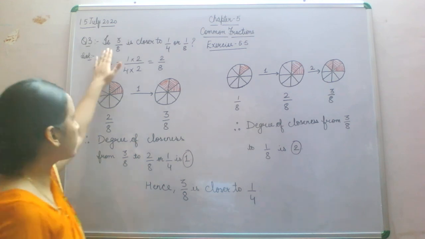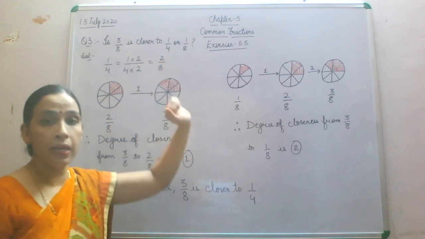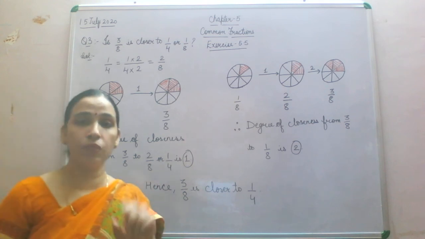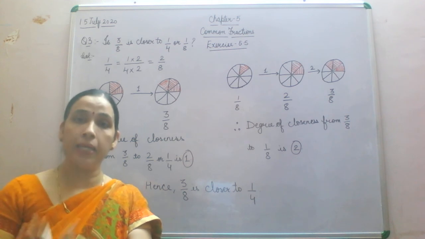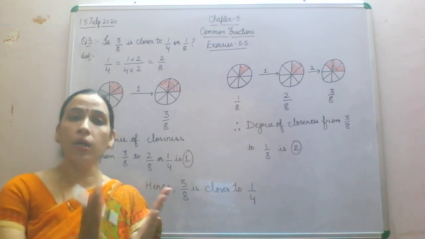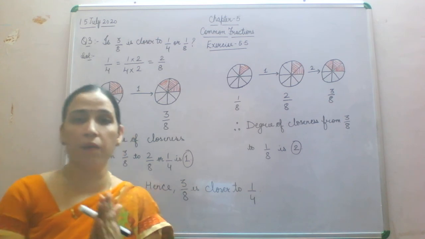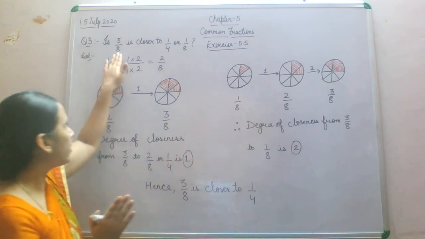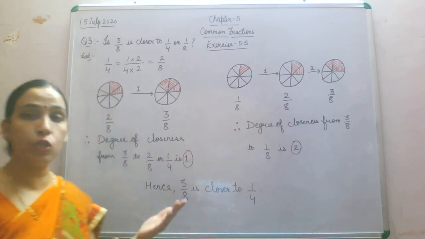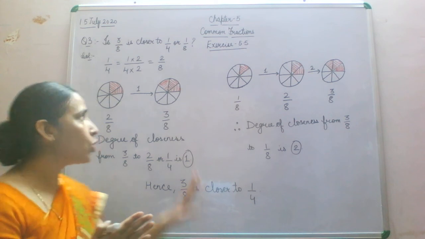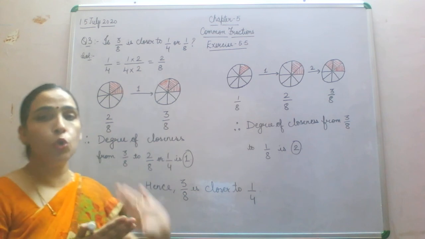So here, is 3 by 8 closer to 1 by 4 or 1 by 8? You have been given a fraction 3 by 8 and you have to find out whether it is closer to 1 by 4 or 1 by 8. Now 1 by 4 is not a like fraction because in 3 by 8 the denominator is 8. So we will multiply 4 by which number so that the denominator becomes 8? We will multiply 1 by 4 by 2, so it will become 2 by 8.